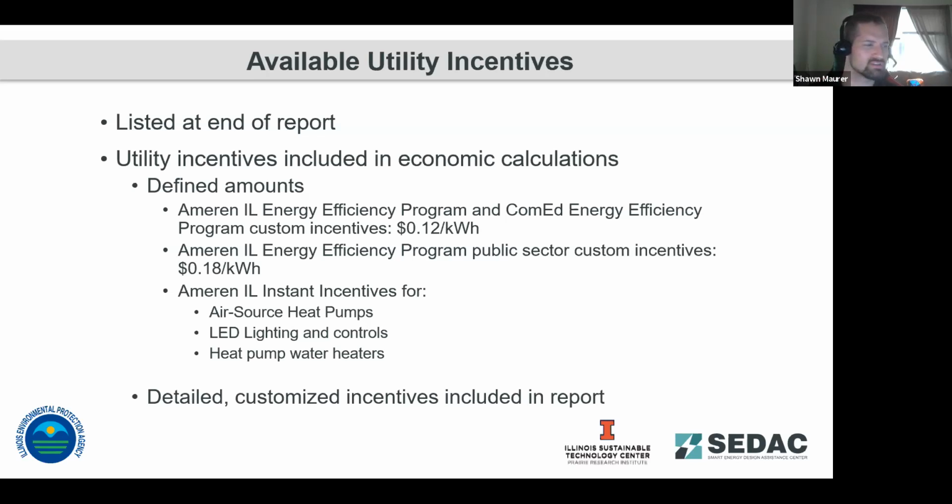The problem with those incentives usually is that, I know for Ameren, the instant incentives aren't listed because they tend to shift a little bit depending on the contractor and the type of equipment being installed. So usually what we'll do, just as an estimate for those in your report, is we'll link back to the custom incentive if we don't know specifically what that instant incentive is.